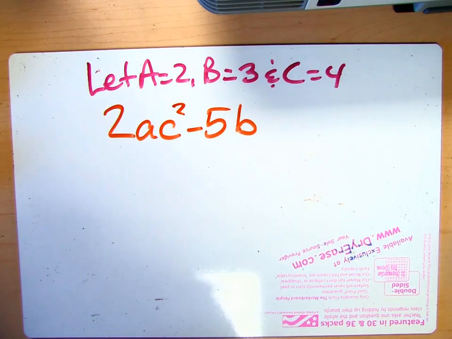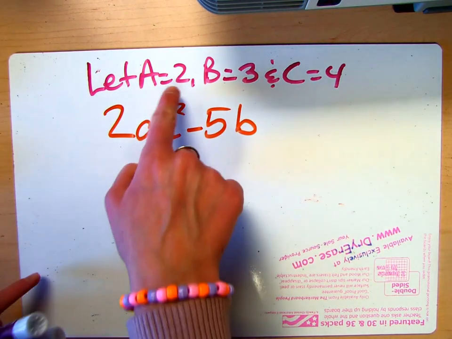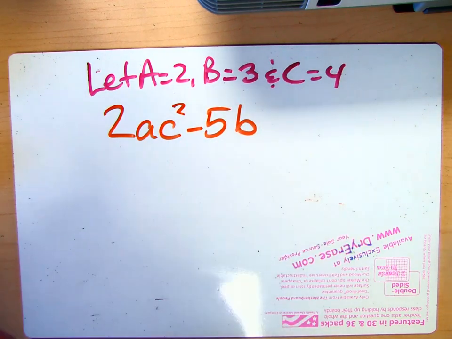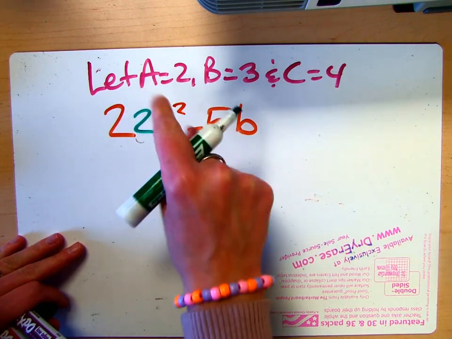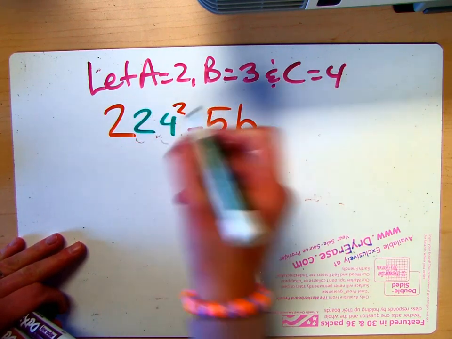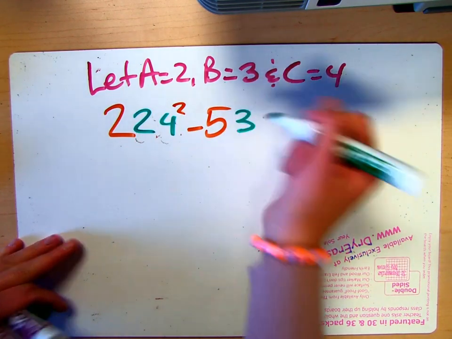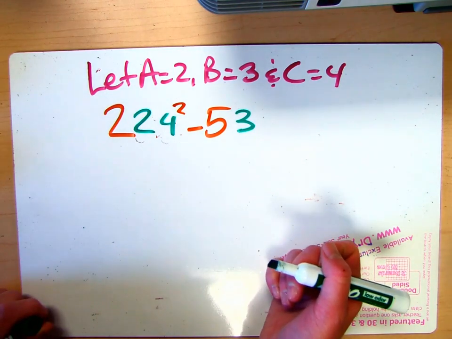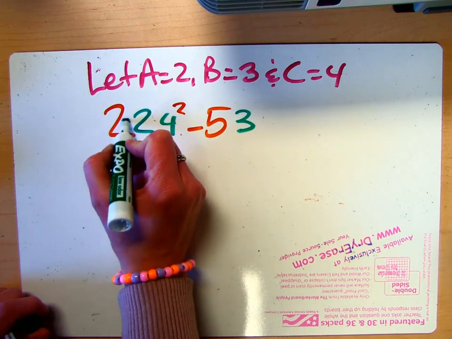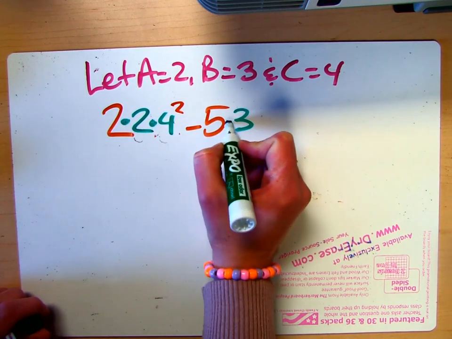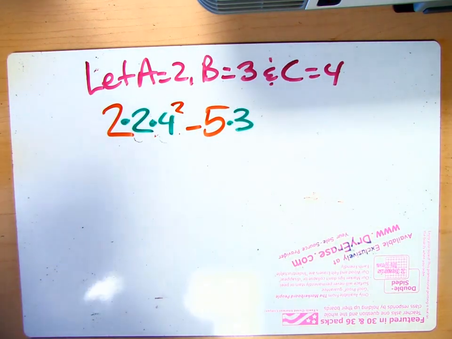Okay, one more quick example with a different word bank. This time A is 2, B is 3, and C is 4. So again, we are going to change things out. A is 2, C is 4, B is 3. But before I get too far into things, don't forget we had numbers and letters stuck together with no signs in the middle, so that means that I need multiplication, multiplication, multiplication.